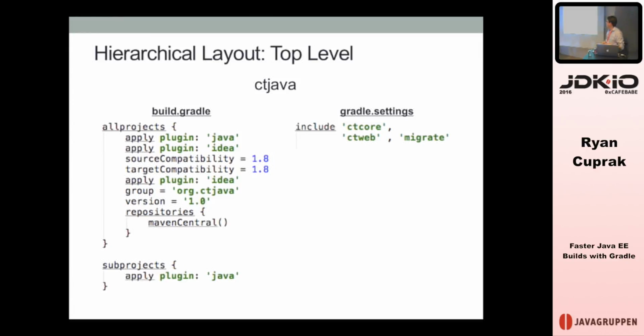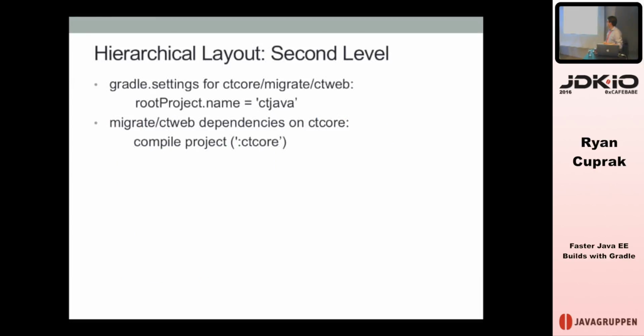So this is an example of that, where I've used all projects to map what goes in, and then in the Gradle settings, I specify which modules make it up. Okay, and then the hierarchical layout we have in the Gradle.settings, the root project name, and then when I go to include another module, you specify compile, and then the project that you're pulling in.